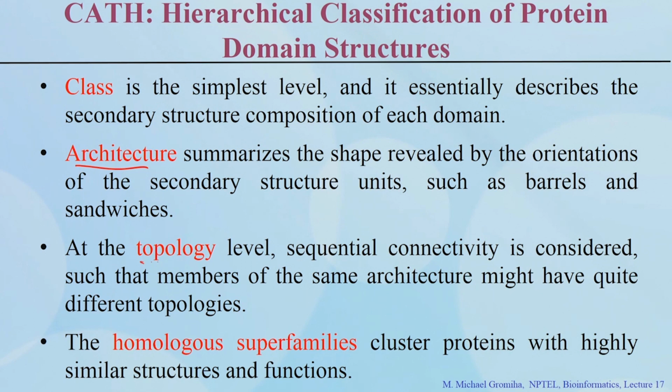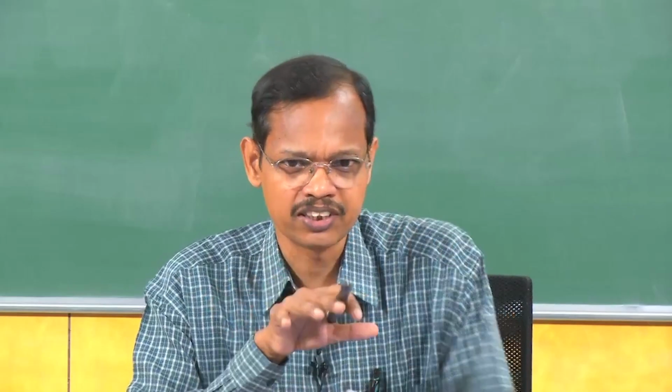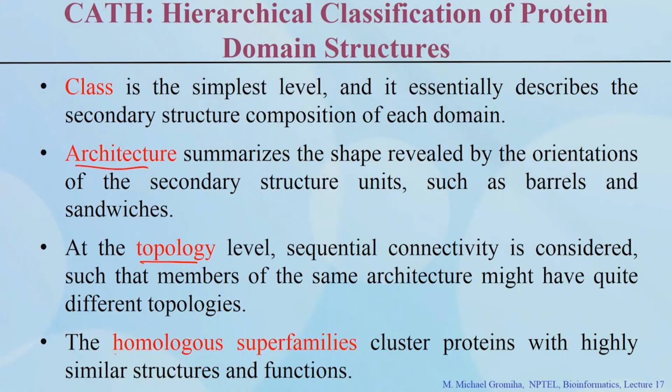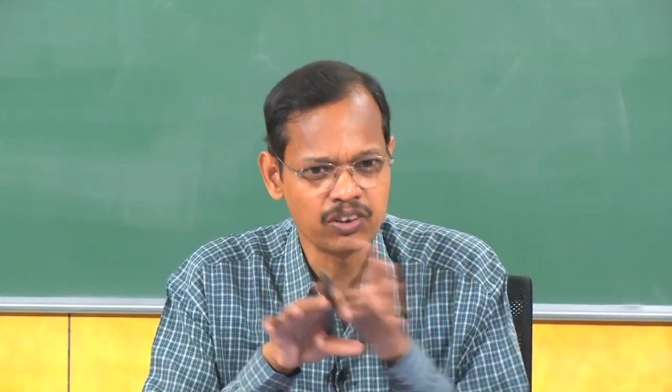Then the topology level, where you can see the sequential connectivity, how the members of this architecture are connected. Sometimes you have the same architecture but different topologies, depending upon how the alpha helices and beta strands are connected with each other. Then the last one is the homologous superfamily, that is H, which have similar structure and function. So, based on the connectivity and the proteins which have similar structure, function, or orientation of secondary structure, they classify them into different groups, right.